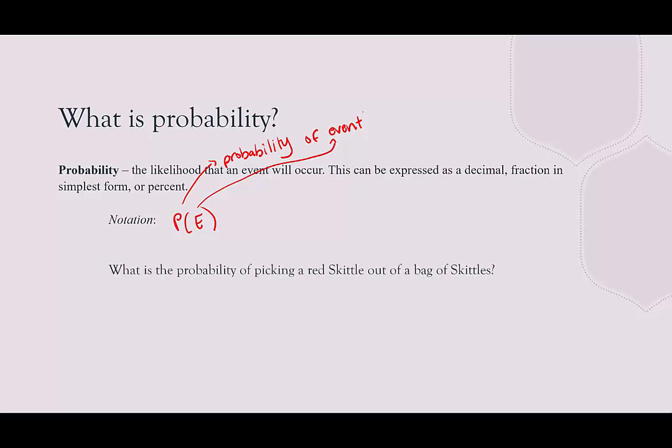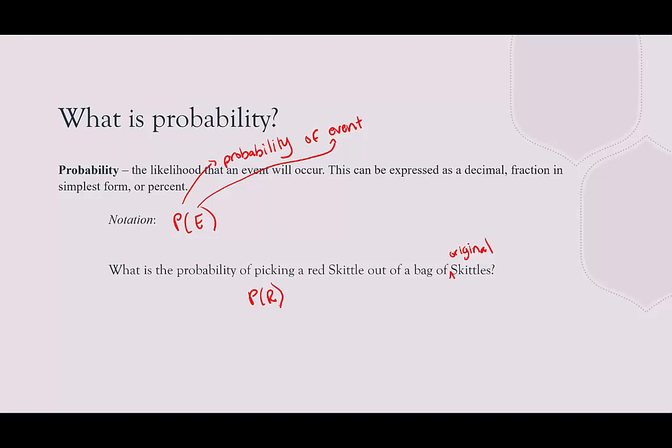In this example, what is the probability of picking a red Skittle out of a bag of Skittles, and I should say an original bag of original Skittles. So based on my research, there are 5 Skittle flavors in a bag of Skittles. And the colors are red, orange, green, purple, and yellow. Since they all start off with different letters, I can say the probability of R, and it's very clear I'm talking about the red Skittle.